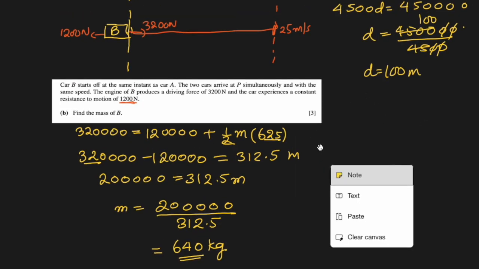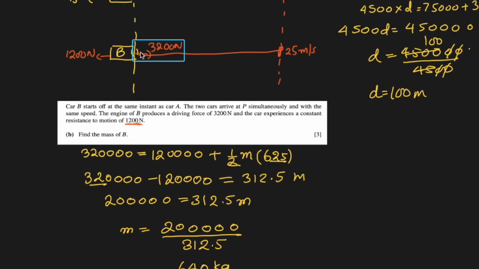When they say steady speed, that means uniform speed, right? And it is going in one direction, so speed velocity is same. When velocity or speed is constant, that means applied force is same as resistive force. Try to understand this. When we had this situation here for car B, this was 3200, this was 1200, it was more. That's why it accelerated from 0 meters per second to 25 meters per second here.